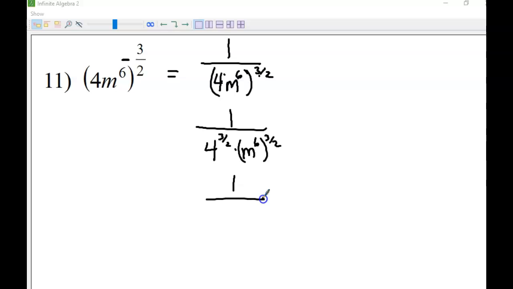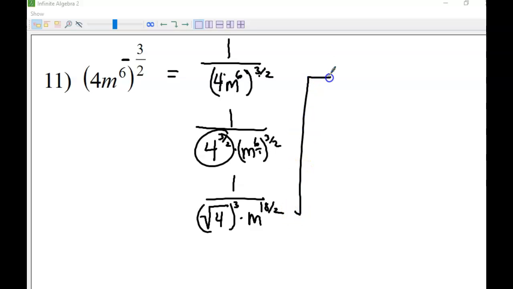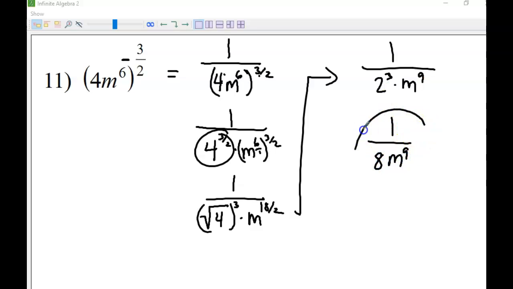The next thing that we're going to do is we're going to rewrite this as the square root of 4 cubed. And this one, we're going to do 6 over 1 times 3 over 2 is going to be m to the 18 over 2. Next, the square root of 4 is 2. And 18 over 2 is 9. Final thing we're going to do is 2 to the 3rd power is 8. And we have m to the 9th.